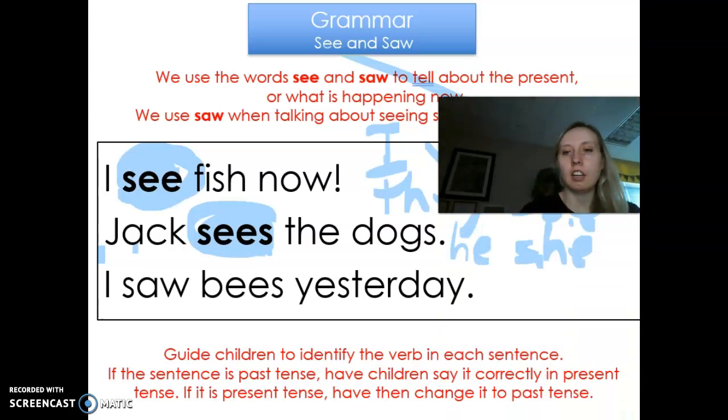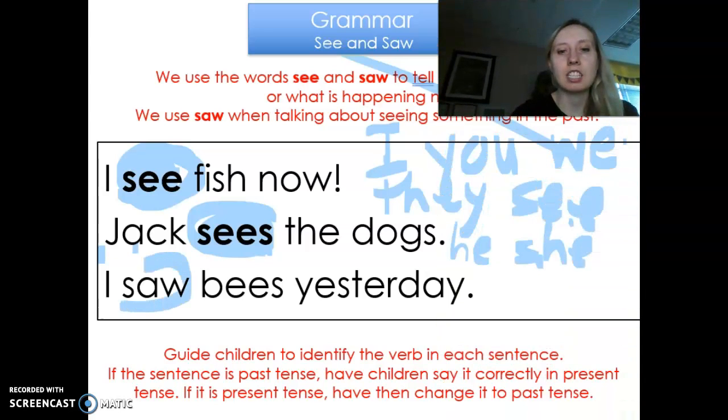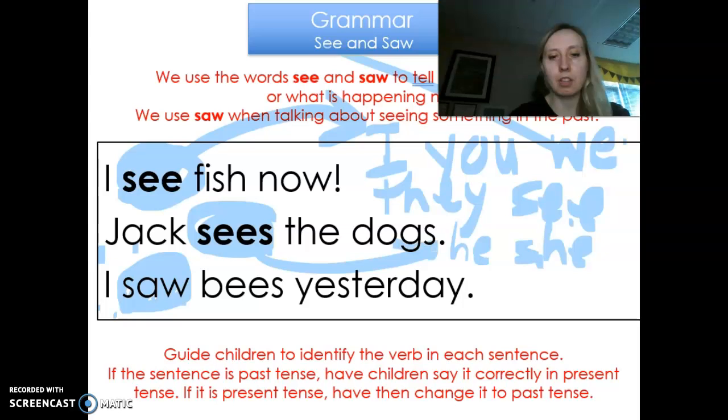Okay? And then if it's in the past, we say saw. I saw bees yesterday. And you would say you saw, we saw, they saw, he saw, she saw. So we use saw with all of those for the past. But for the present, some of them are see and some of them are sees.